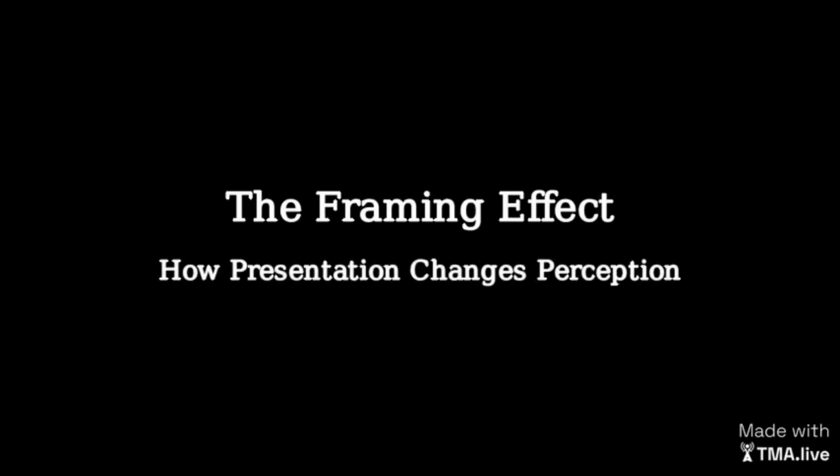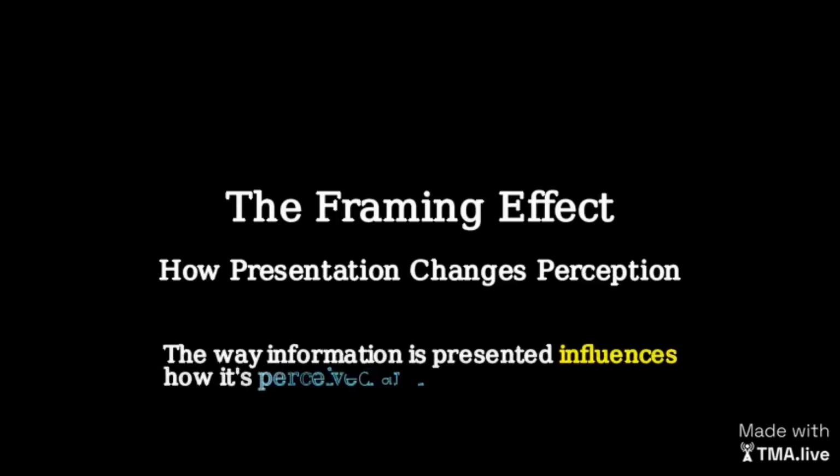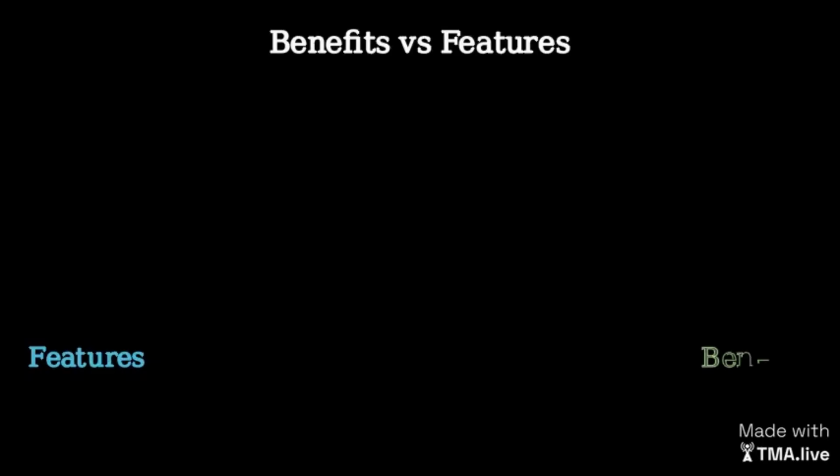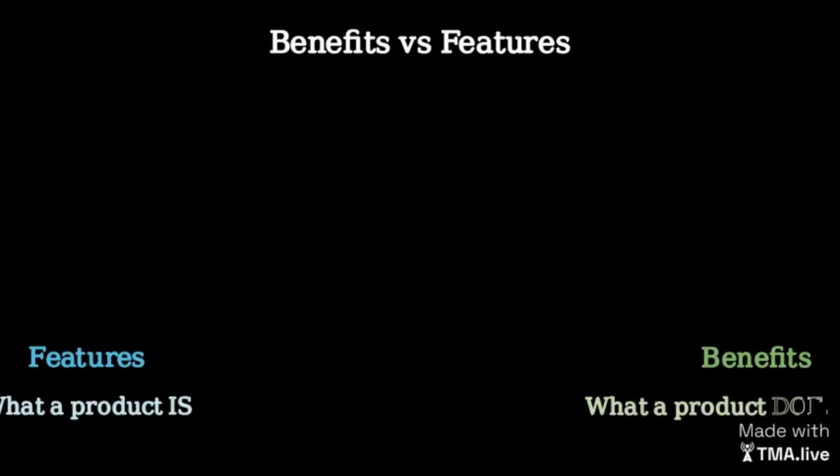The framing effect is a cognitive bias that demonstrates how the way information is presented significantly influences how it is perceived and interpreted. The same information can be viewed very differently based on the context and emphasis provided. To better understand framing, let's look at the difference between features and benefits. Features describe what a product is, such as technical specifications or physical attributes. Benefits, on the other hand, describe what a product does for you.